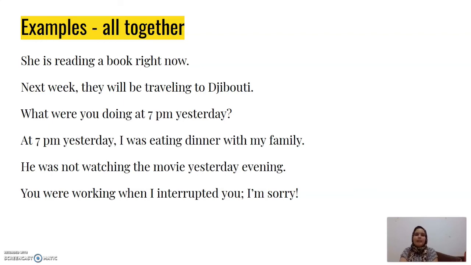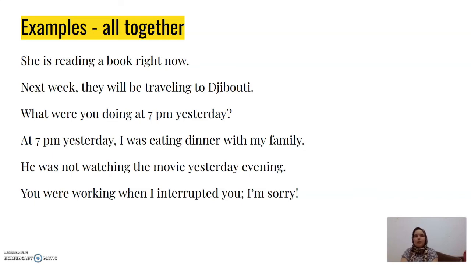Okay, let's look at some of these sentences. First one, she is reading a book right now. That's easy. The sentence tells us she's reading right now. We can see it's in the present continuous. Next one, next week they will be traveling to Djibouti. So this will be happening at a specific time in the future, next week. So we use a future continuous.